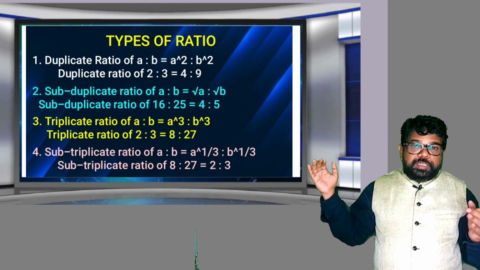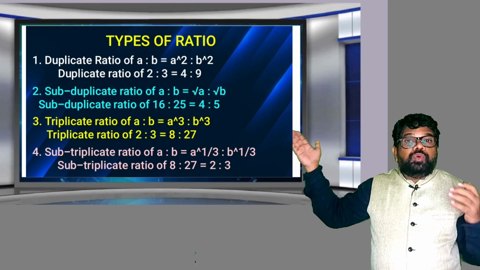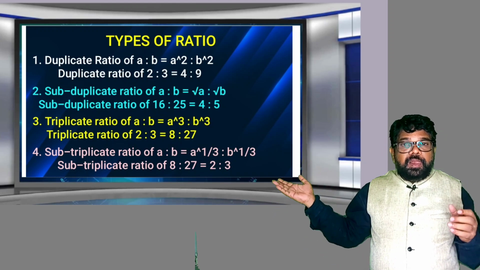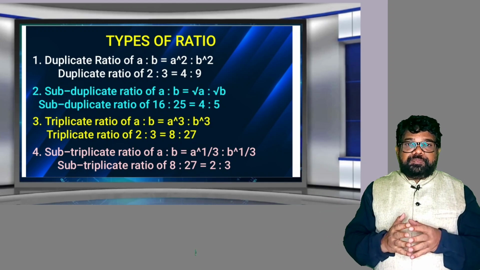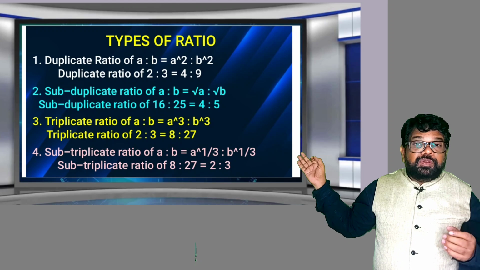What is the triplicate ratio of 2 is to 3? 2 cube is to 3 cube. 2 cube means 2 into 2 into 2. You have to multiply it 3 times. 2 cube is 8, 3 cube is 27. What is the triplicate ratio of 2 is to 3 now? 8 is to 27.